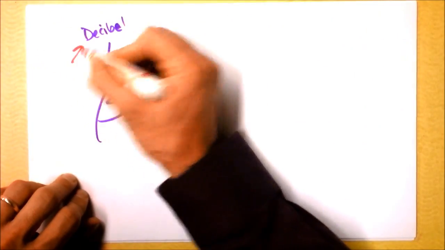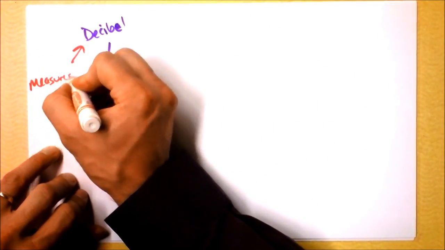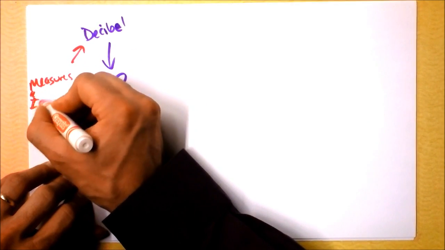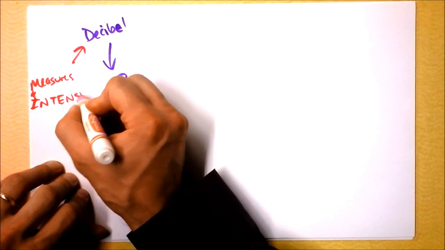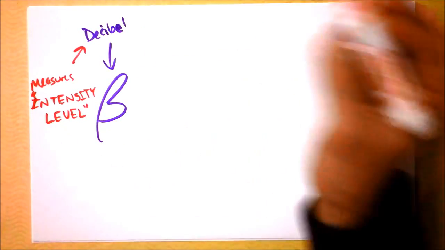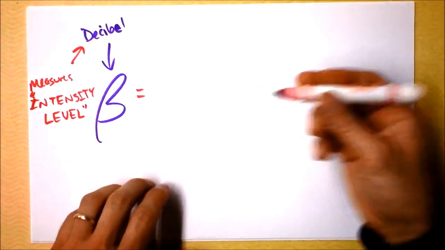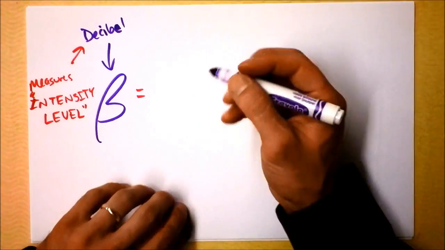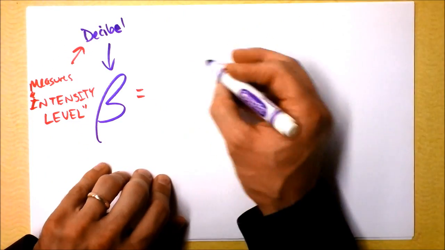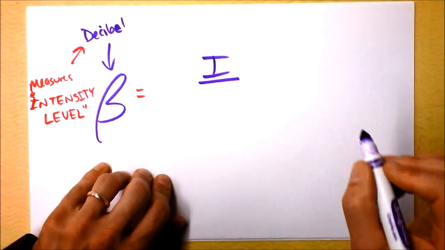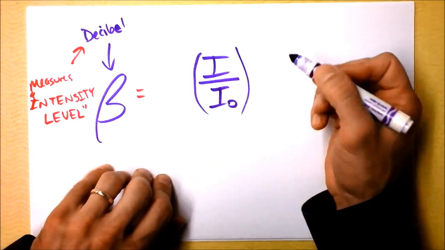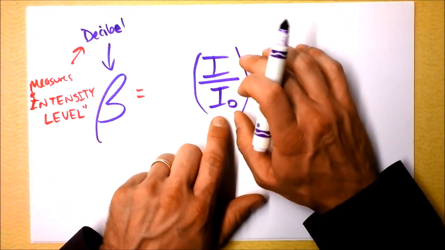I'll put another arrow over here and say that a decibel measures "intensity level." It's not strictly speaking intensity because we're going to do a little bit of division. So intensity level, the decibel, will be defined like this. I've got intensity and I want to compare that intensity to I naught, the faintest intensity that you can possibly hear. So this is going to be a dimensionless number.